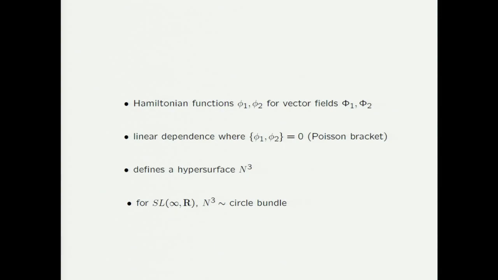And as I say, for SL infinity, we can assume, for the moment at least, that this is the only hypersurface on which it fails. So this is just a circle bundle. So if you like, we've got a complex structure on a disk bundle, on a hemisphere in the two-sphere over each point in sigma.